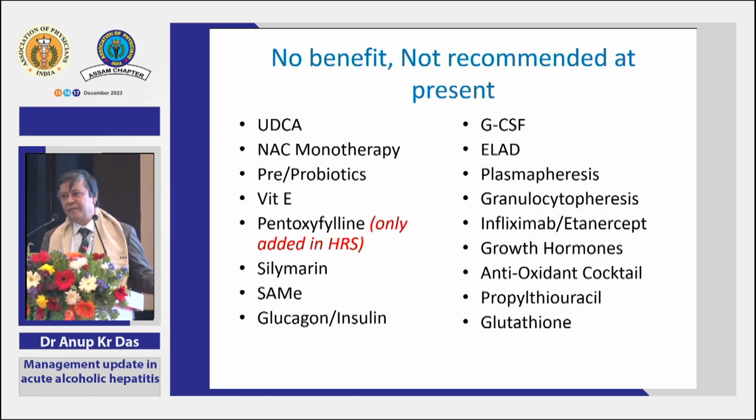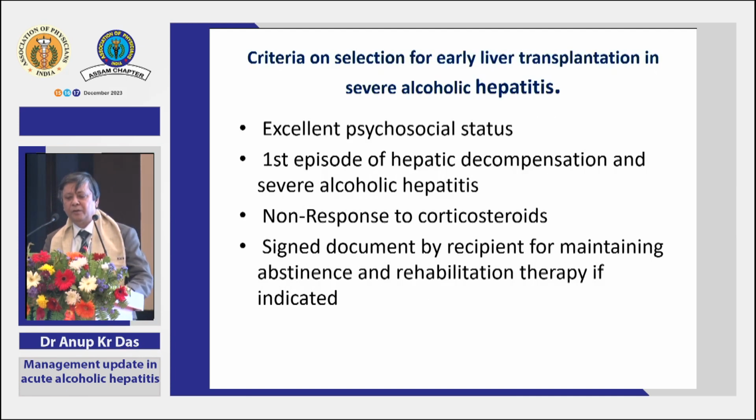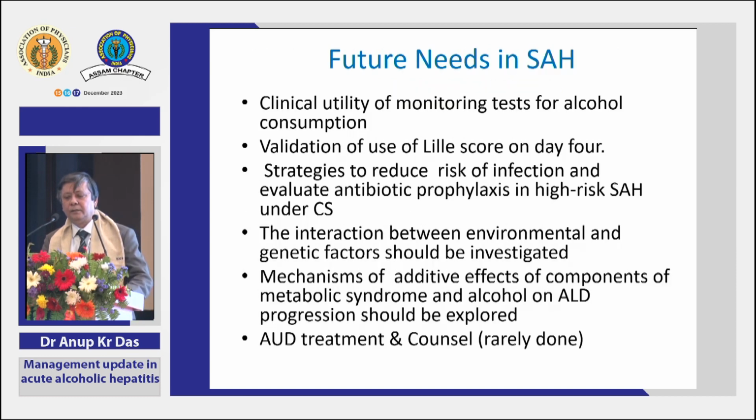These drugs have got no benefit and are not recommended, except pentoxifylline. When you find an alcoholic hepatitis patient with kidney injury, you can add pentoxifylline, it works. And early versus late liver transplant is important because it improves mortality in early transplant compared to late.